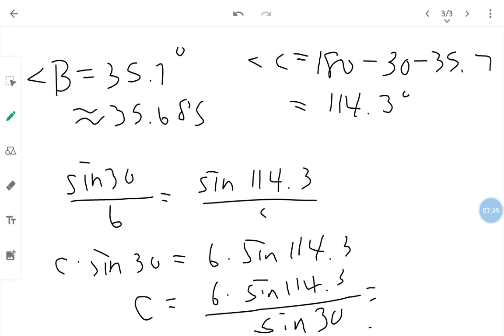So let's work on it with your calculator. 114.3, and I have to put the sine here. And then times 6 divided by parentheses 30 sine, close it, equals, that's going to be 10.93. So that value is around 10.93, and I just round off. That would be 10.9 because I got 3, I just dropped that off.